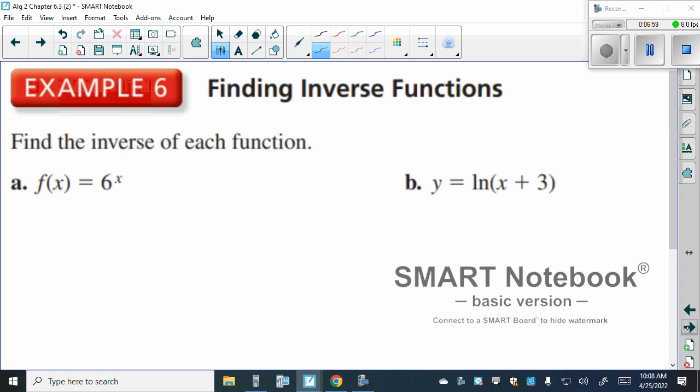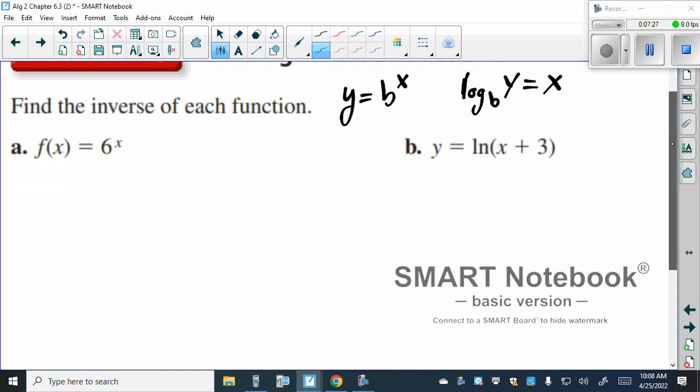Now, the only other thing we're looking at today is finding the inverse. As I've already said once before, for exponentials, y equals b to the x, its inverse is actually log base b of y is equal to x. These are inverses of each other, exponentials and logarithms are inverse functions. So if we want to find the inverse, really we're just rewriting these as logarithms, or vice versa.